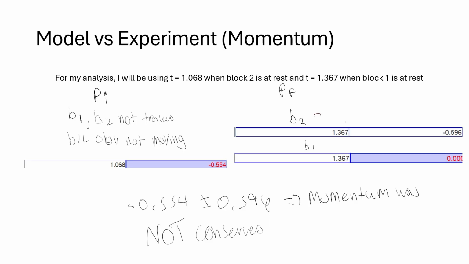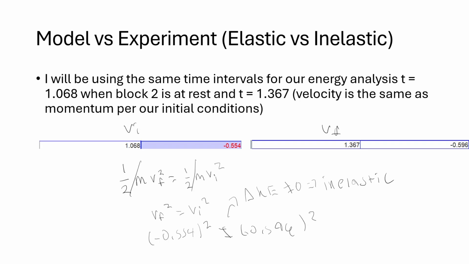Model versus experiment momentum. For my analysis, I will be using t equals 0.068 seconds when block 2 is at rest, and t equals 1.367 seconds when block 1 is at rest. Whenever we started the analysis, I wasn't analyzing block 2 because block 2 wasn't moving, so its velocity is obviously 0. And here, as you can see, momentum is not conserved because the velocities aren't equal to each other and mass does cancel.